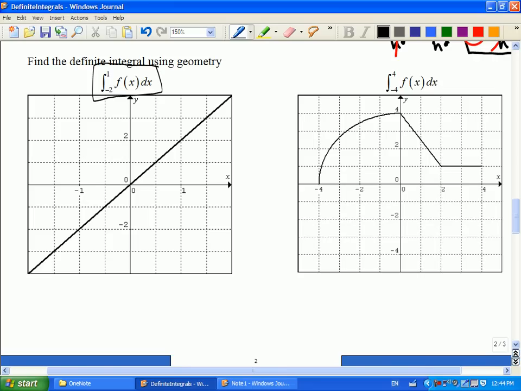Okay, that's how you would read it. This is the integral from -2 to 1. But what is it asking for? What does it represent? The area under the curve. Thank you. So what it represents then is this area here, from -2 to 1.